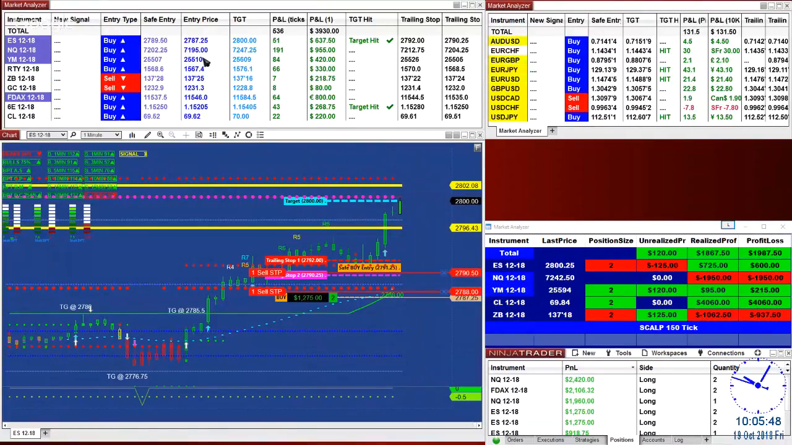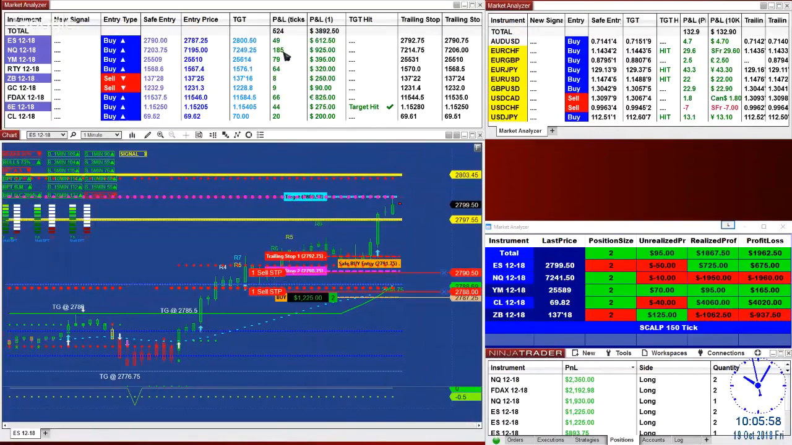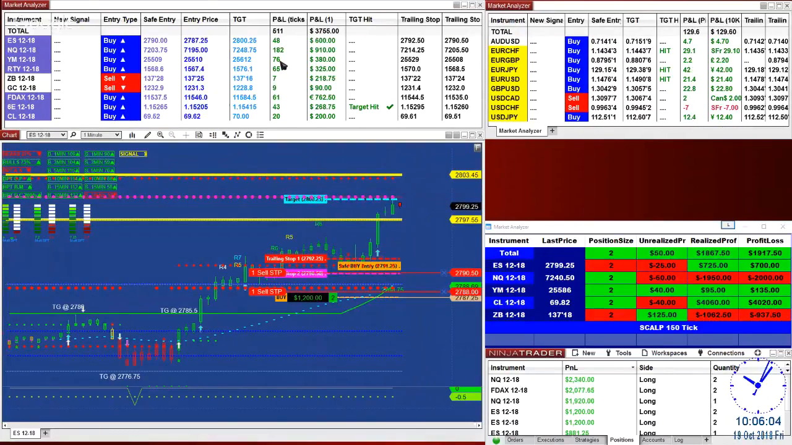The Nasdaq entry is 7195, target 7247.25. Nailed 185 ticks, and then the YM entry nailed 76. All in all, since 9:30, we have 500 ticks based on the last entry signal. As you see right now, the ES hit exactly to the target, and we'll try to help you find your re-entry points and everything in there.